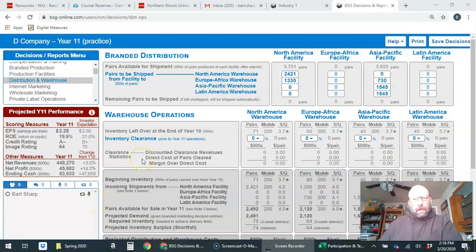Okay, folks, I'm going to pick up where I left off with the last video, which we had just gone through the distribution screen. I think I hopefully made that as clear as I could, what you have to do on this screen. But obviously, if there's any questions, let me know. That means the next screen on the list, the next set of decisions is the internet marketing, right?